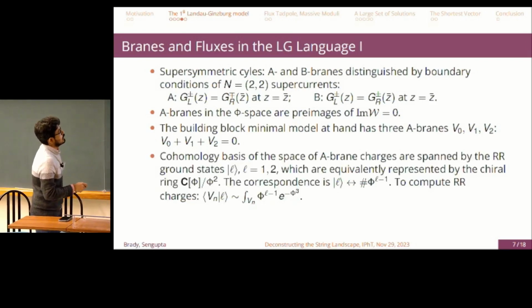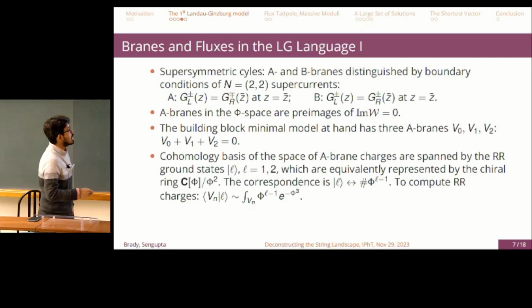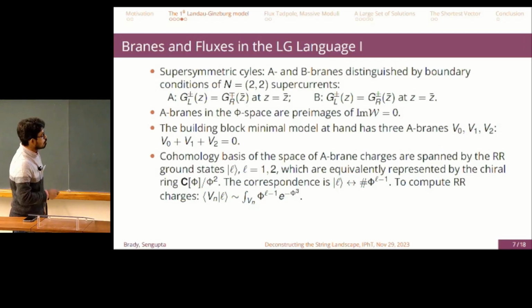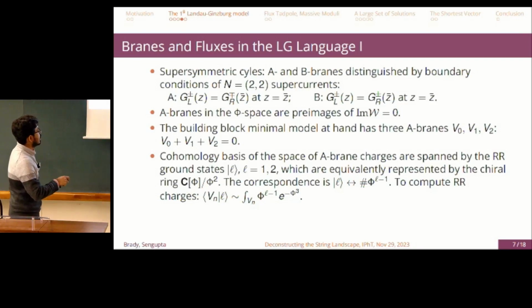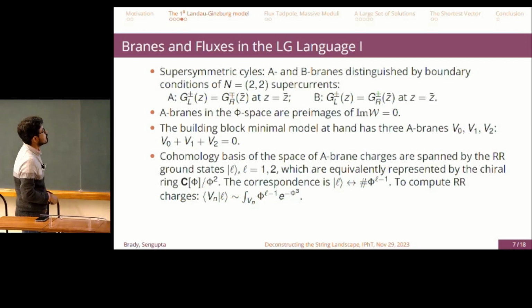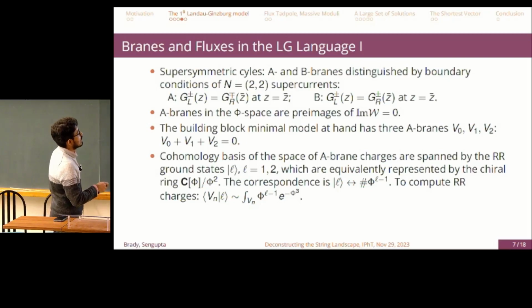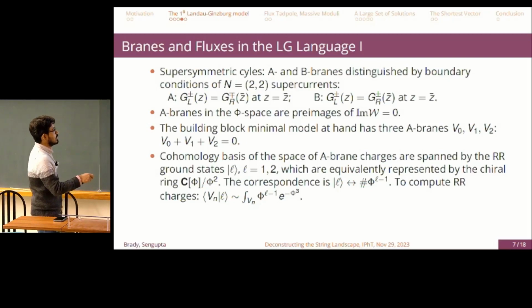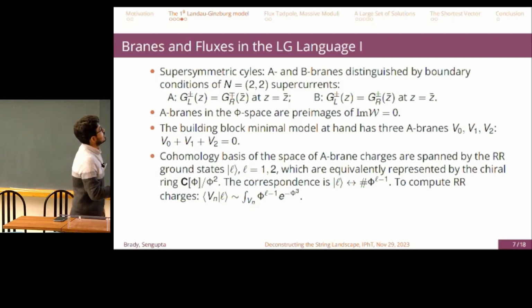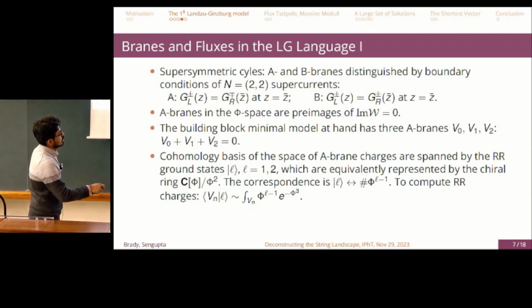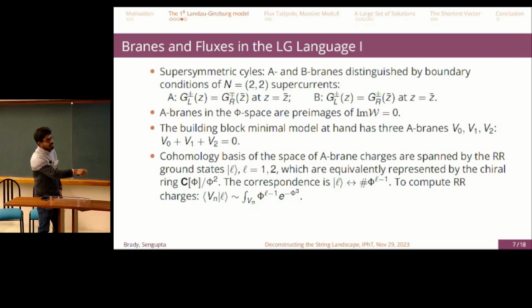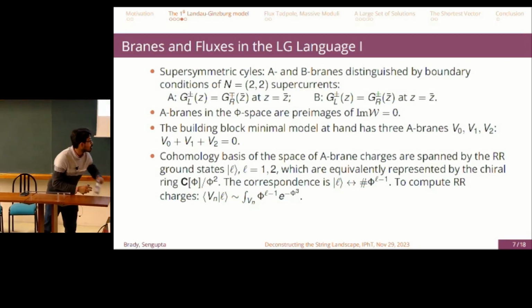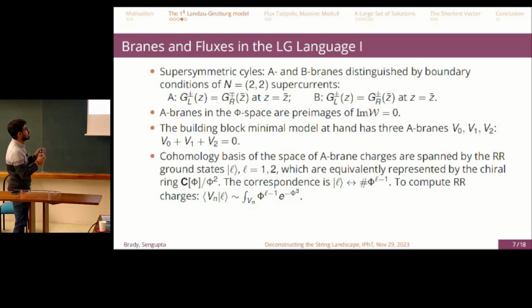Now, a cohomology basis of the space of A-brane charges is spanned by the RR ground states L. This is again for one building block minimal model, L goes from 1 to 2, and they are represented in the chiral ring in this fashion. So essentially you only have 1 and phi, so there are 2 elements that generate the entire ring. The correspondence is that for each RR ground state, you essentially assign phi to the L minus 1, with some normalization factor that we choose for convenience, and I'm suppressing it here.